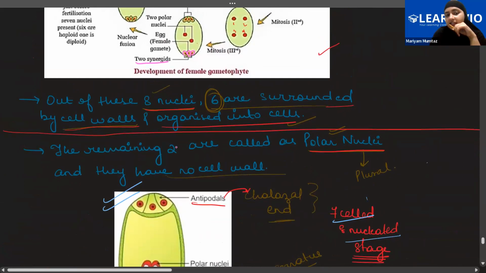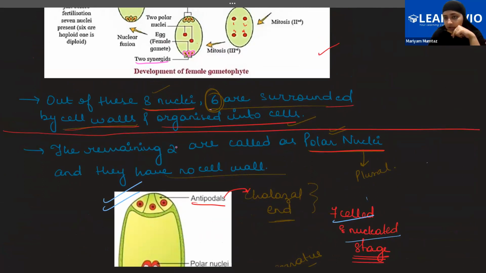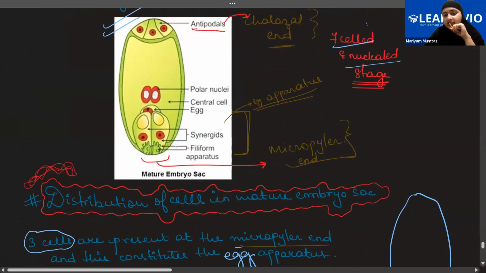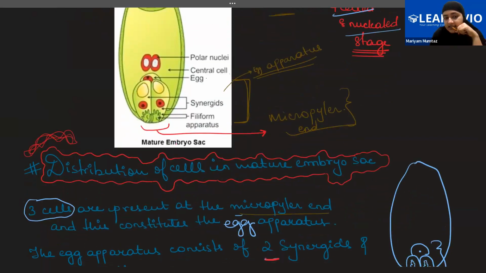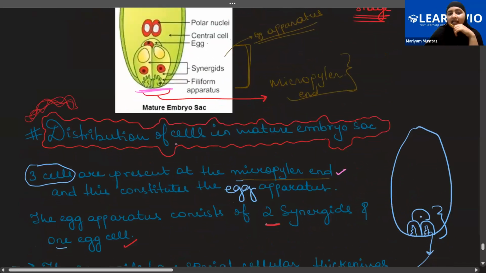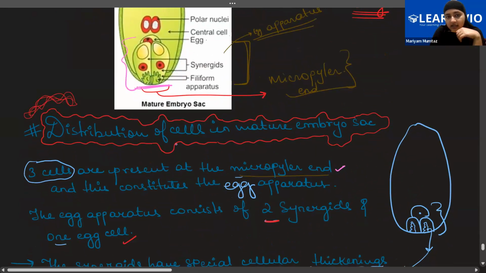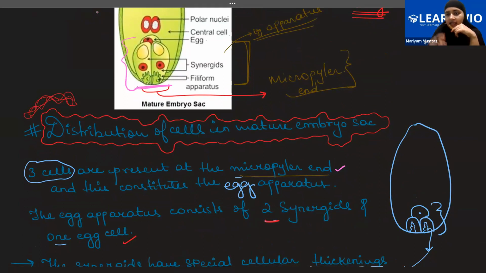Out of the 8 nuclei that are there, 6 of them are surrounded by cell walls and arranged into cells. The remaining 2 are polar nuclei. This is how the distribution happens. Out of the 8 nuclei, 3 cells are present at the micropylar end. So 3 of the cells will come and settle here, and this set of 3 cells is known as the egg apparatus.